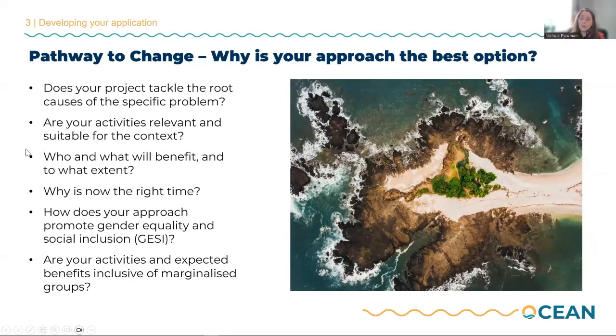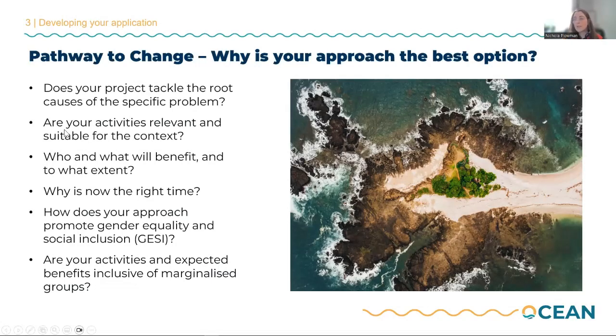Moving on to the why of your project. There's some key guiding questions here to help you think around this. So first of all, does your project actually tackle the root cause of the specific problem? Does it tackle more than one root cause? Are your activities relevant and suitable for this particular context? Again, coming to what's worked elsewhere, that might not work in your specific context, and you have to provide some evidence of why you think it will work or what you've done to modify to suit your own context.